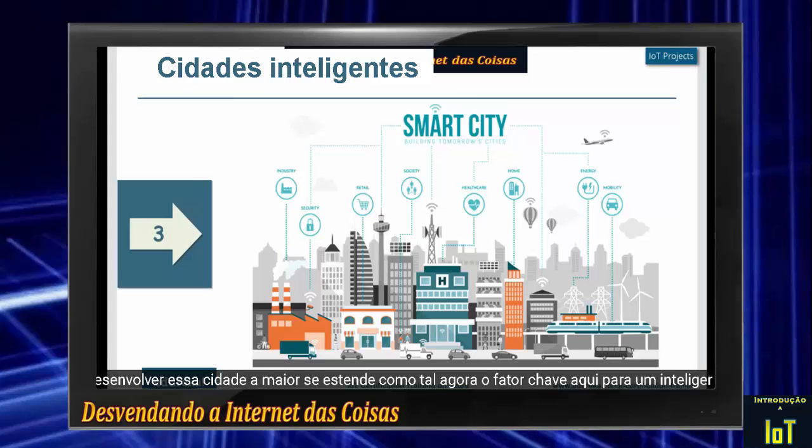Now, the key factor here for a smart city is government support as well. And if governments are really willing to take this step, then I hope we would see a smart city completely built on Internet of Things, maybe in the next 5 to 10 years as well.